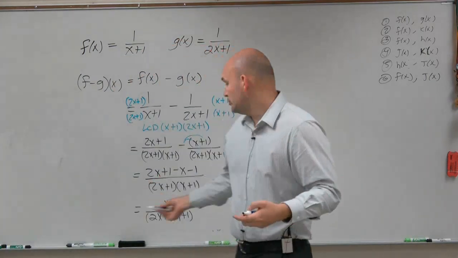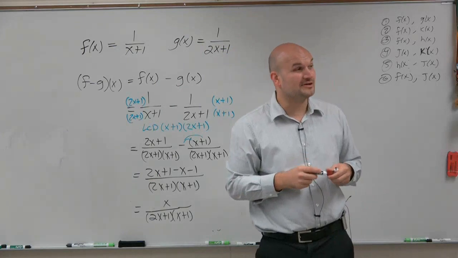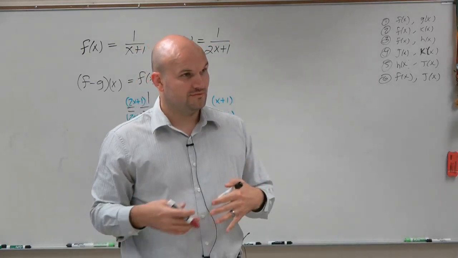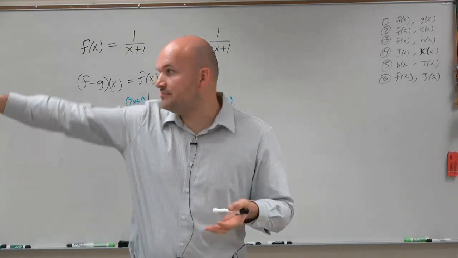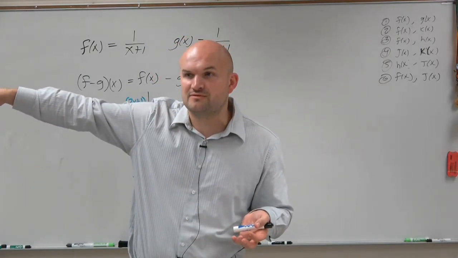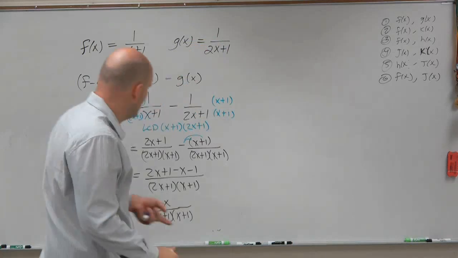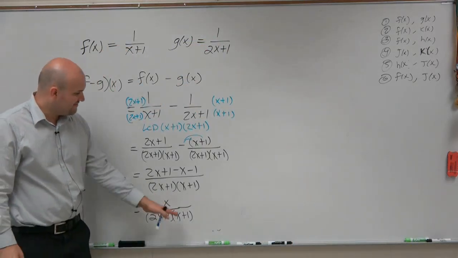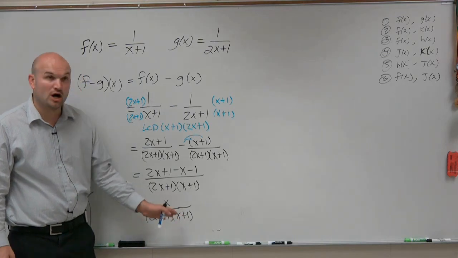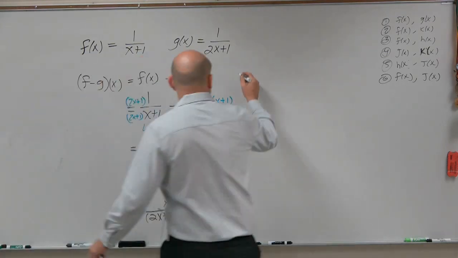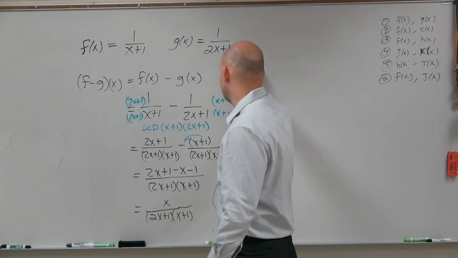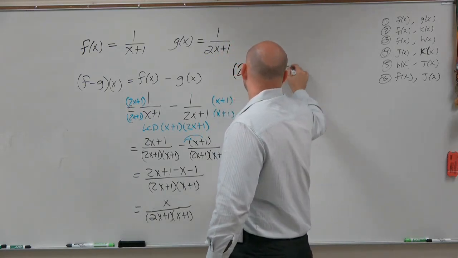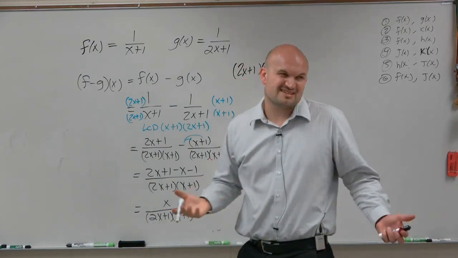You could multiply this out, but the next step is to find the domain. When we're finding the domain, we actually want it in factored form. Remember your homework example? When it was in factored form, I didn't have to do anything. The values of x that make the denominator 0 are not in the domain. So all I'm going to do to find my domain is set 2x plus 1 times x plus 1 not equal to 0, because those are the values.